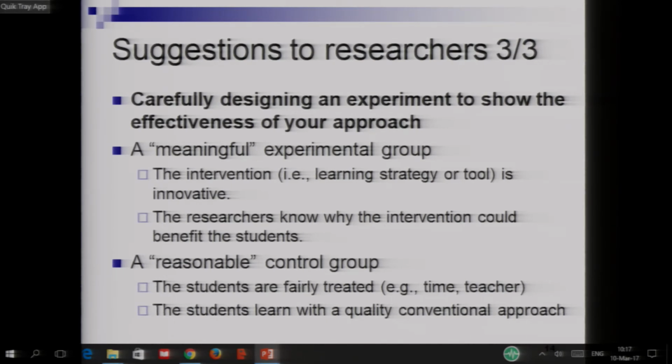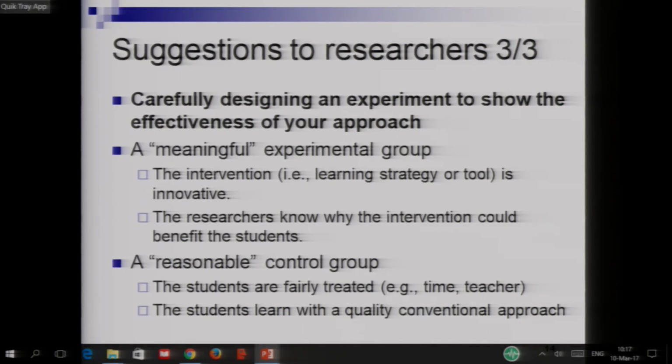It must be reasonable. So at least the control group needs to receive the regular, conventional instruction. That's the least thing you need to give them, right? So you need to be fair to the control group. You cannot treat them unfairly and then say the experimental group is better than the control group, because you treated the control group unfairly. That's not good, okay? So you need to have a reasonable control group.